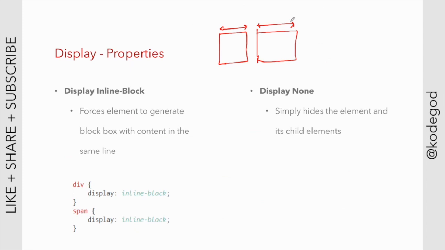And finally, another most important display property, that is display none. It simply hides the element and its child elements. So when you apply display none to this particular element, whatever is inside this element, and the element itself, will be completely hidden from the web page. This is typically required when, on click of a button, you hide something on the page. In those cases you just set the display property to none for that particular HTML element.